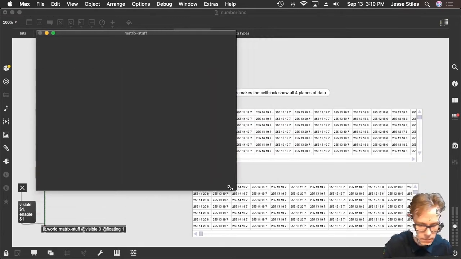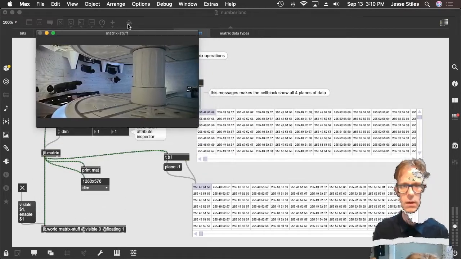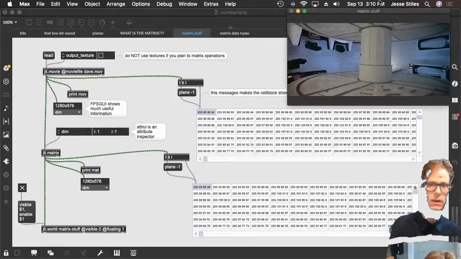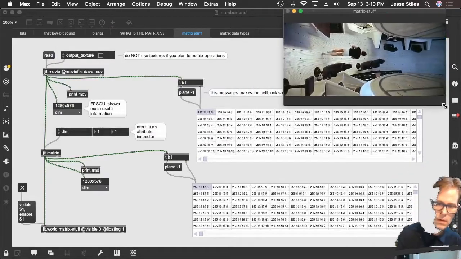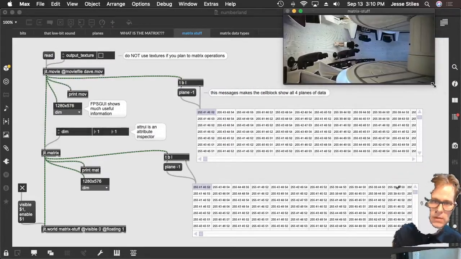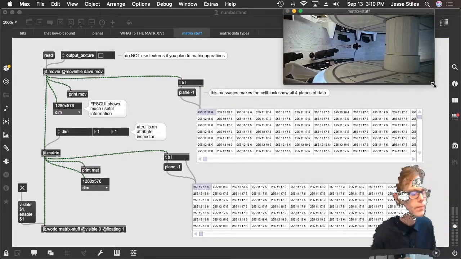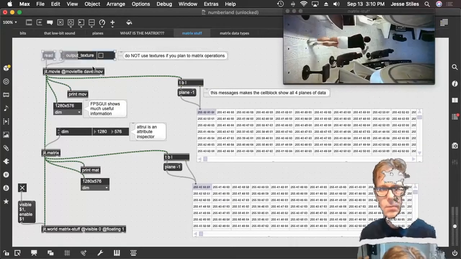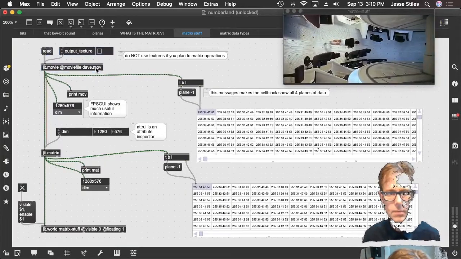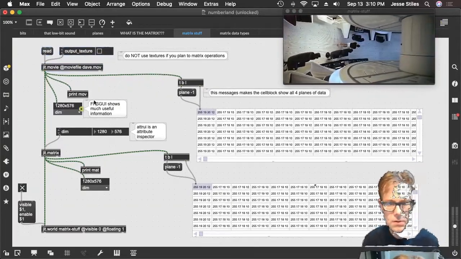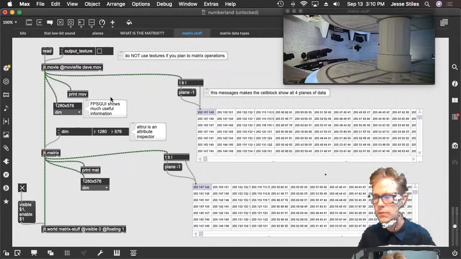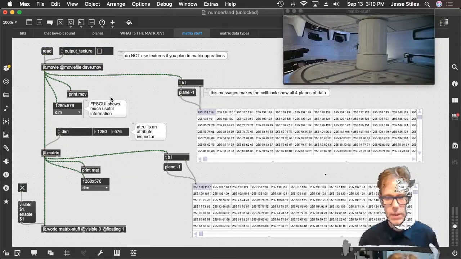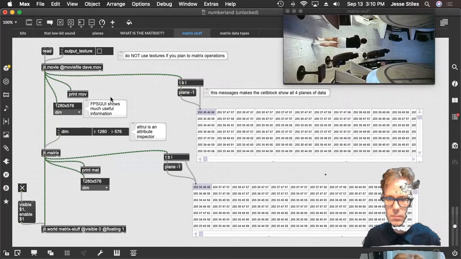Okay. In this patcher, we are playing a movie. This is the jogging scene from 2001. jit.movie is outputting these color values as a 4-plane matrix where we've got alpha, red, green, and blue.